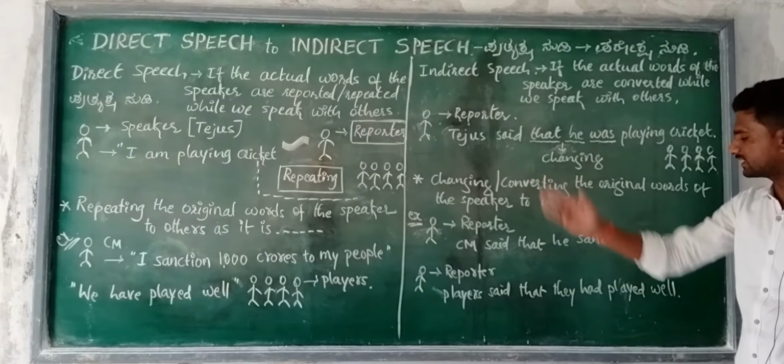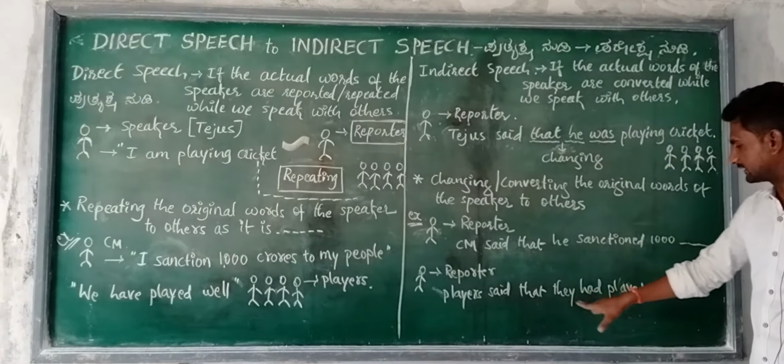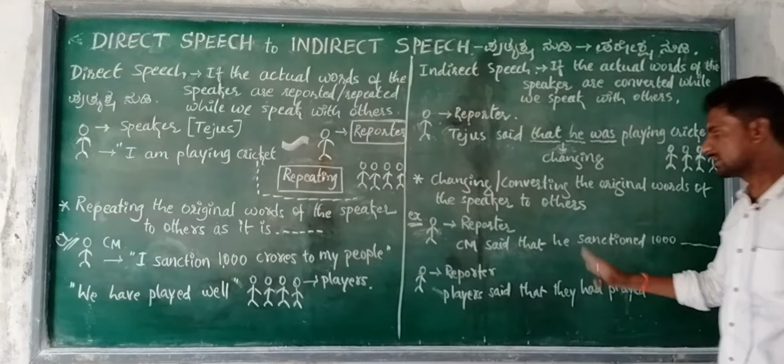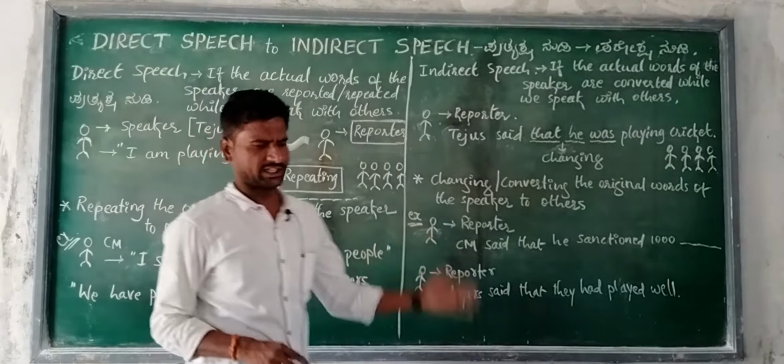Okay, see, where there was we, here it has changed into they. Players said that they had played well. Okay, see, these are the examples of direct speech to indirect speech.